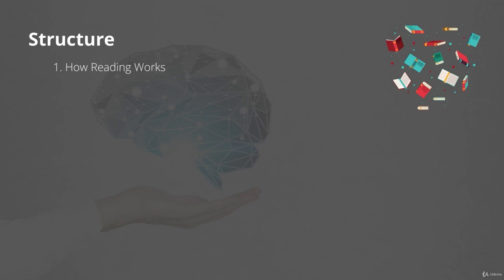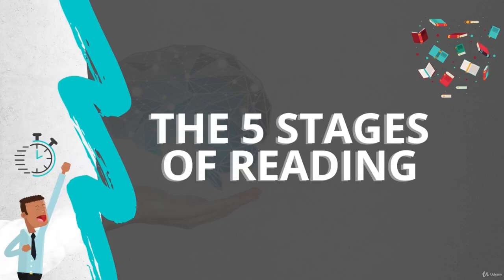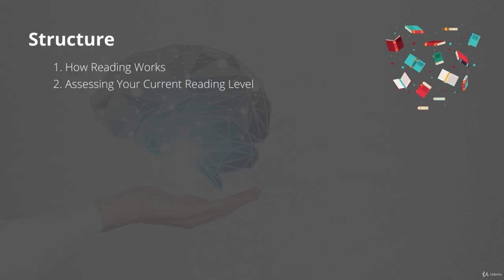First of all, we'll take a look at how reading works, and there you will get to know the 5 stages of learning how to read. Little spoiler, most of us so far only made it to stage 3. After that, we're gonna assess your current reading level. This will show us where we are right now and where we wanna go later.